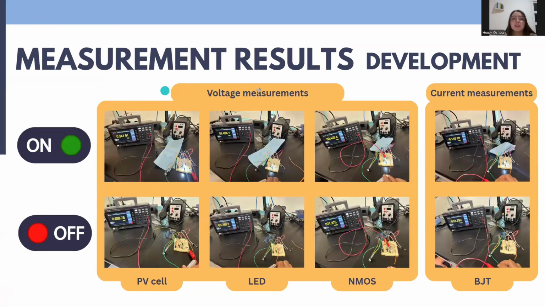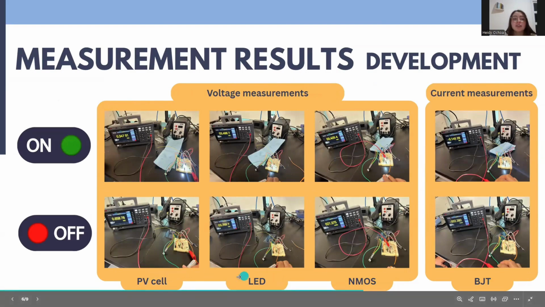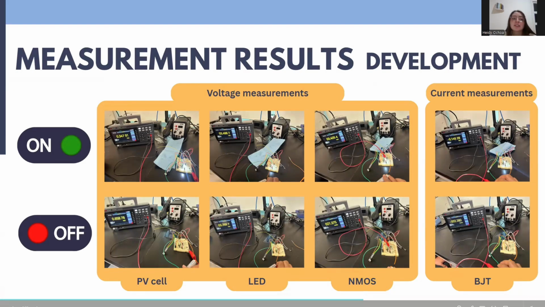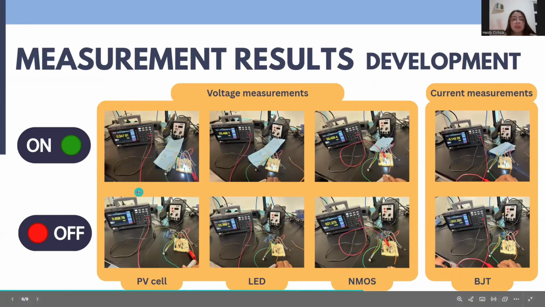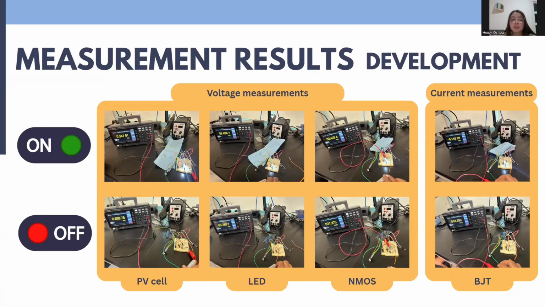For the measurement results, we recorded voltage and current measurements at key nodes and components: the PV cell output, across the LED, and the BJT and NMOS. These measurements confirmed the intended operating regions. Higher PV voltage pushes the transistors towards cutoff during the day, and reduced PV voltage moves them into conduction at night, supplying the LED. Collecting both voltage and current gave us a complete picture of the circuit state in each condition.